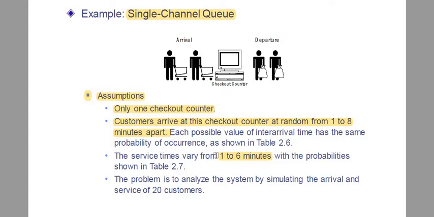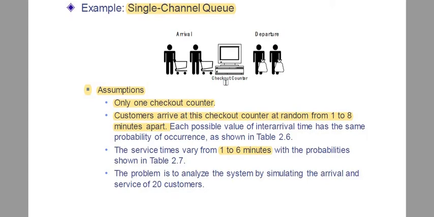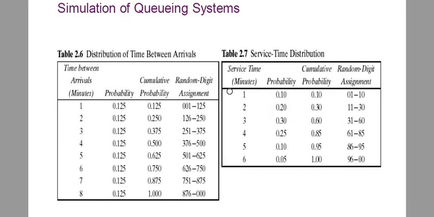Okay, so there will be two tables given, one table for the inter arrival time for finding the arrival time of the customers, and another table for the service time of every customer. So here we're going to solve the problem for 20 customers. We're going to analyze the problem for 20 customers. How can we do that? So let's move on to the next slide.